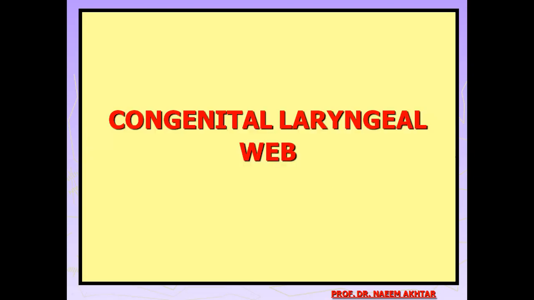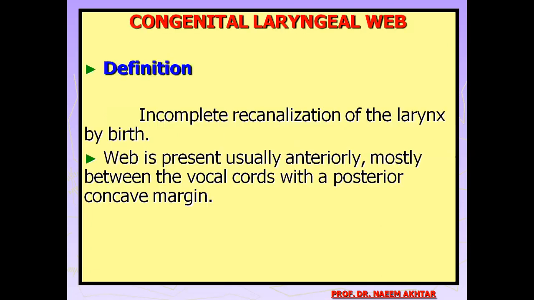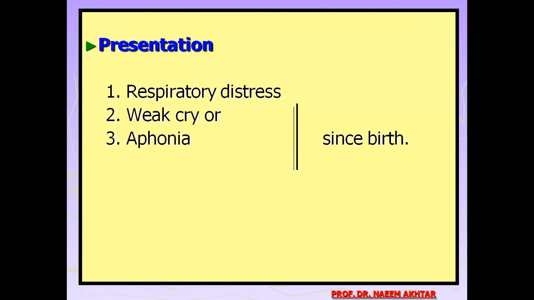The next important congenital lesion of the larynx is congenital laryngeal web. It is incomplete recanalization of the larynx by birth. Web is present usually anteriorly, mostly between the vocal cords with a posterior concave margin. The patient usually presents with respiratory distress, weak cry, or aphonia since birth.